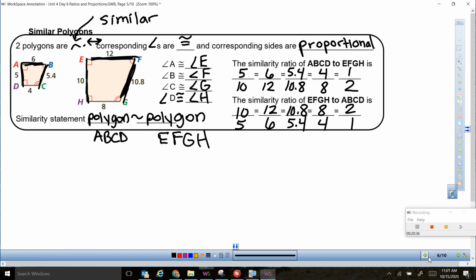So let's go over here and say that when we simplify, this is called your similarity ratio. Same thing with the 2 over 1. That is called your similarity ratio. So what they all simplify down to, that's called your similarity ratio.